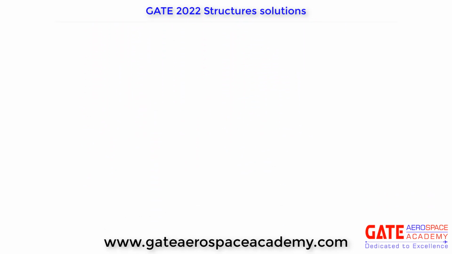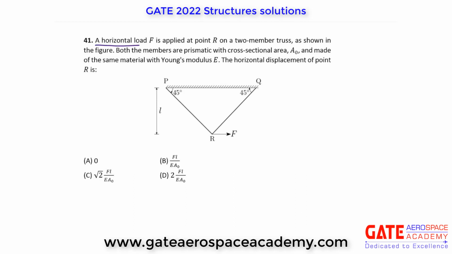Question number 41. A horizontal force F is applied at point R on a two-member truss as shown in the figure. Both the members are prismatic with cross-sectional area A0 and made up of the same material with Young's modulus E. The horizontal displacement of point R is. So we have to find the horizontal displacement of this point R, and we are applying horizontal force F.